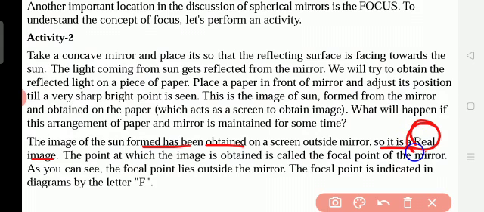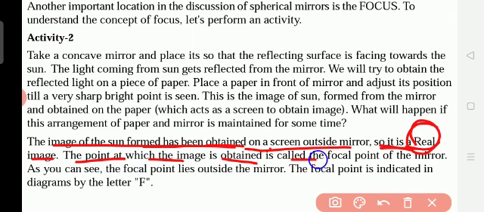Okay, so the image of the sun has been obtained on a screen outside the mirror, not inside the mirror. So it is a real image. Okay, in the last assignment you wrote the properties of the real image and virtual image, the differences between the real image and virtual image.